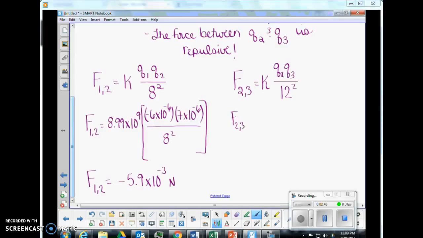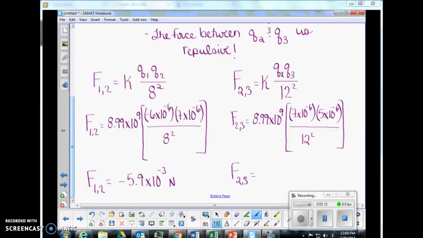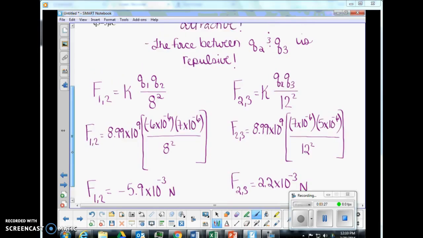Next, I'm going to go through the math for the force between charge 2 and charge 3. K is 8.99 times 10 to the 9. I'm going to multiply that by charge number 2, which is 7 times 10 to the -6, and by charge 3, which is 5 times 10 to the -6. I'm going to divide everything by 12 squared, once again the distance between Q2 and Q3. So the force between Q2 and Q3 is 2.2 times 10 to the -3. Once again, that is a repulsive force. So Q3 is actually pushing Q2 to the right.